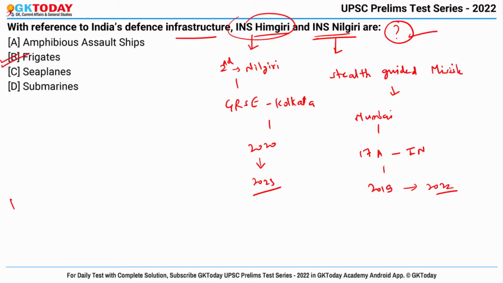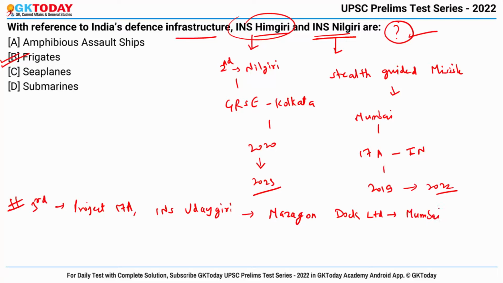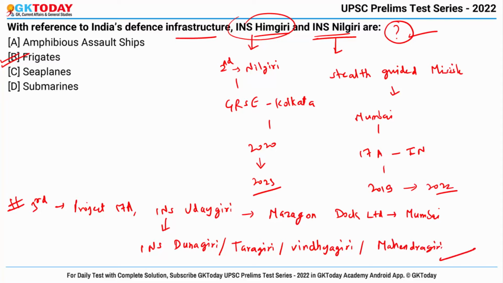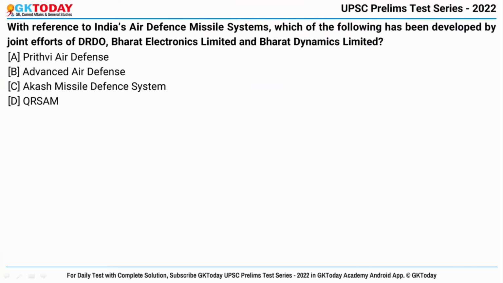And apart from these two, the third advanced stealth frigate of Project 17A, named as INS Udaygiri, is being constructed by Mazagon Dock Limited in Mumbai, and following this, INS Dunagiri, INS Taragiri, INS Vindhyagiri and INS Mahendragiri are to be constructed. Fine. Next question.